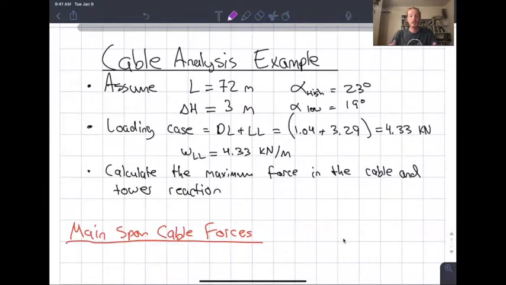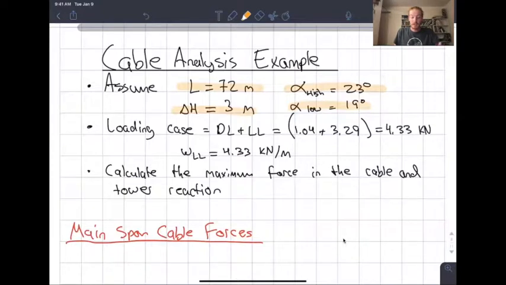So for this example, I've taken a scenario where we have a bridge with a span of 72 meters and a height difference, highlighted here just so we get some visuals, a delta H of 3 meters. I've also given some geometry to show where the anchors are. On the high side, alpha is 23 degrees, and on the low side, alpha is 19 degrees.